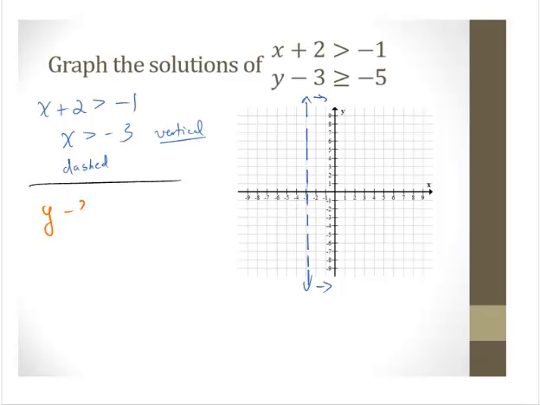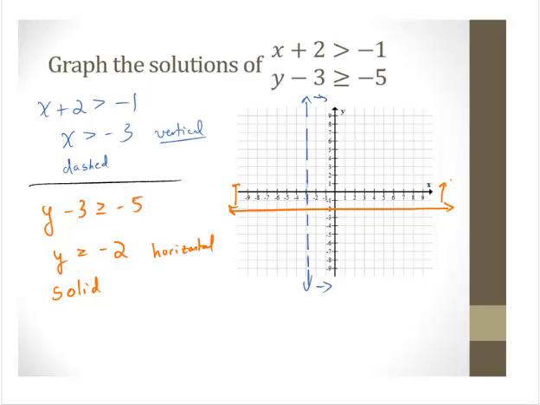y minus 3 is greater than or equal to -5. Again, notice that's only one variable, only in terms of y. So adding 3 to both sides, y is greater than or equal to -2. We'll use a solid line here. And remember that y equals just a number is horizontal. So y equals -2 with a solid line. And y greater than -2 is above that line. So I'll use some little arrows to say I would have shaded above.